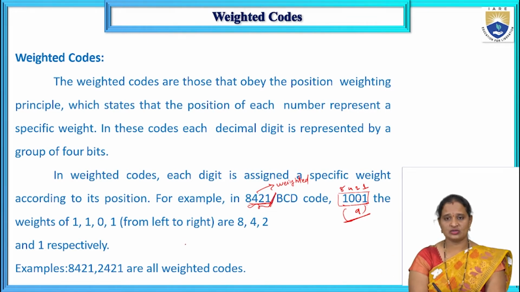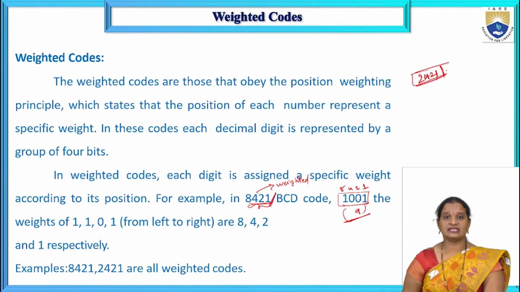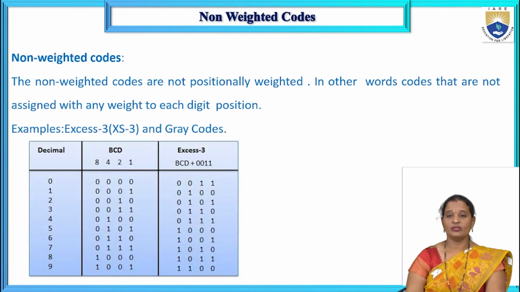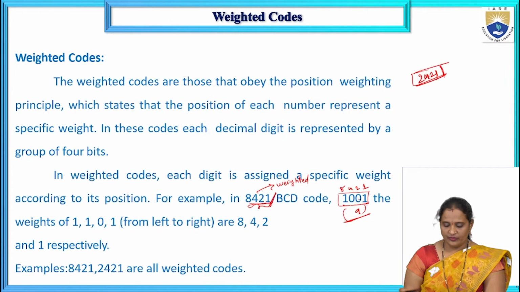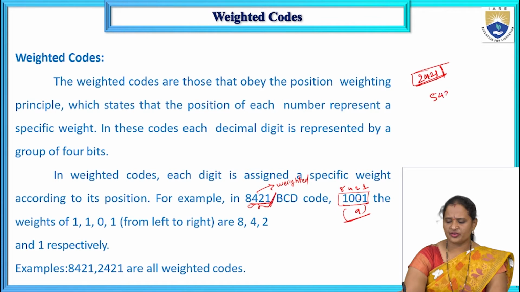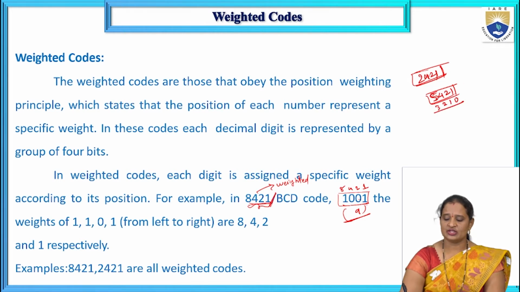One more example is also there, that is the 2421 code, which is also an example of weighted code. Not only 2421, we can even have a 5421 like that. Positional, where in this 5421, these are the bit positions 0, 1, 2, 3. So the MSB has a weight of 5, whereas the next bit has a weight of 4, the next bit has a weight of 2, and the LSB has a weight of 1.